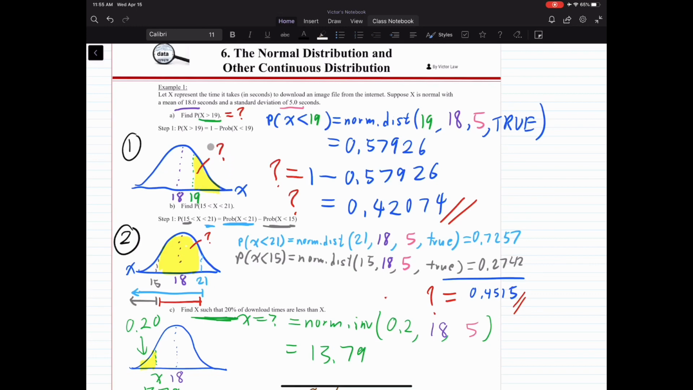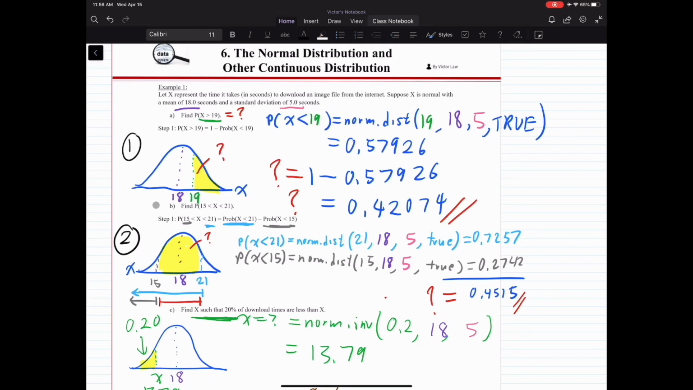Once we know that we're looking for the area to the right of 19, what you need to know is that Excel only gives you the area to the left of a certain number. So in order for us to find the probability of x is greater than 19, we need to take 100%, which is the total area, and then minus the probability to the left of 19. That will give you the probability to the right of 19. That's the concept that you need to understand.